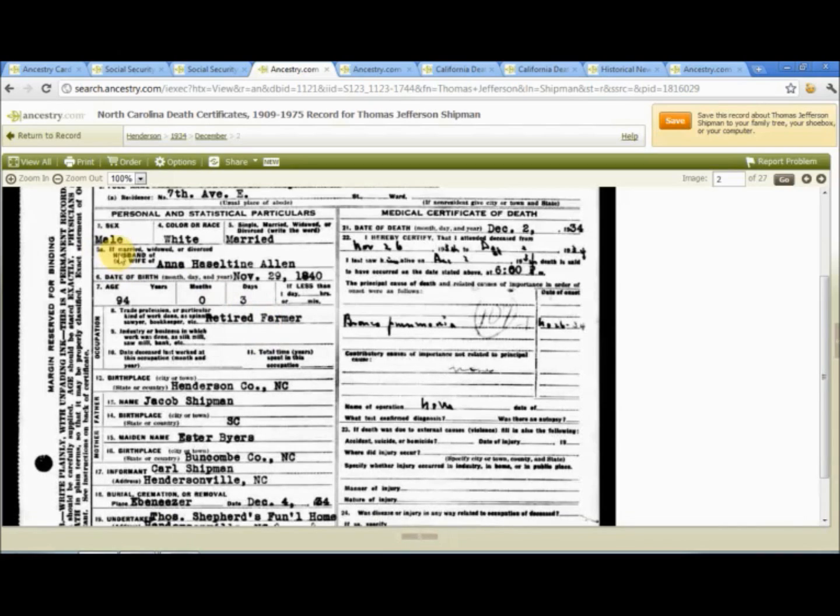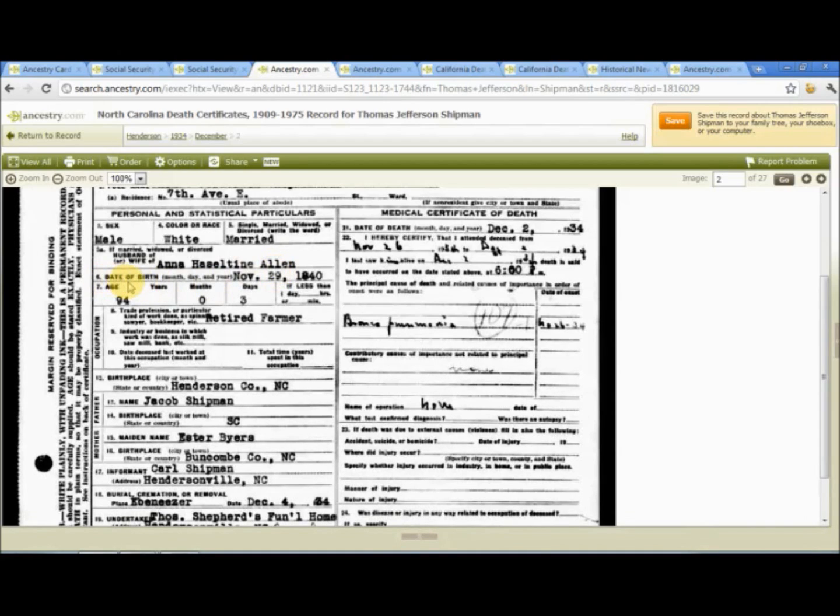This question right here says, if married, widowed, or divorced, and then it asks for the name of the husband or wife. In this case, not only is the wife listed, Anna Hazeltine Allen, but Allen is her maiden name, and so now I have that information. You won't always find that on a death certificate. Sometimes it would list Anna Hazeltine Shipman. It would list the married name because that's all the informant knew. But in this case, I have that maiden name now, and that's fantastic.